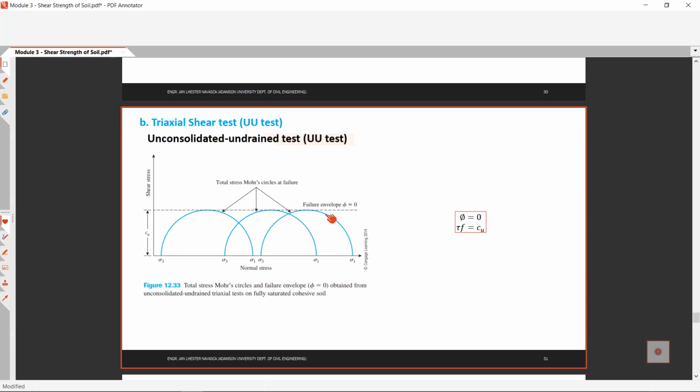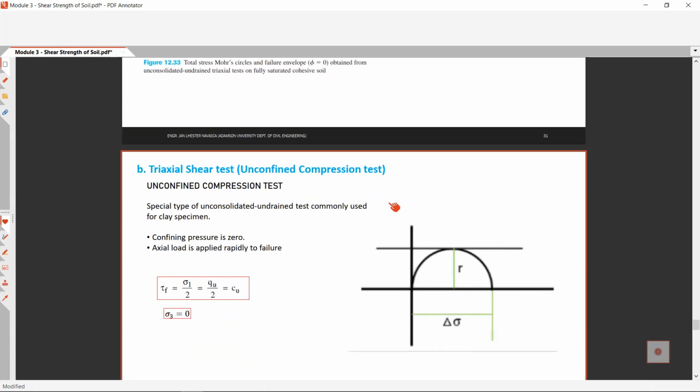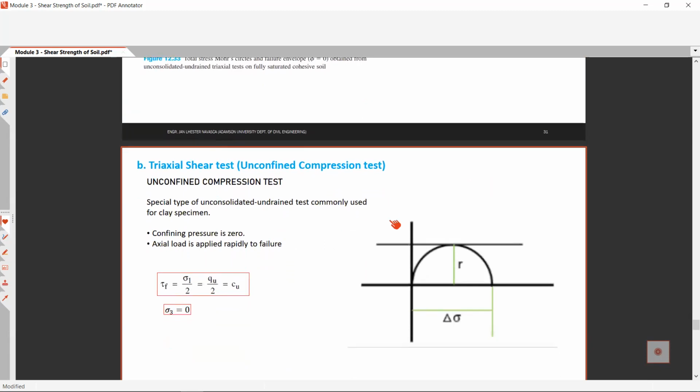Okay, so the total stress Mohr circle and the failure envelope phi equals 0 obtained from the unconsolidated undrained test on a fully saturated cohesive soil. So this one maybe is your first trial, this one is your second trial, and this one is your third trial. So for another special type of unconsolidated undrained test, commonly used for clay specimen, we have the unconfined compression test.